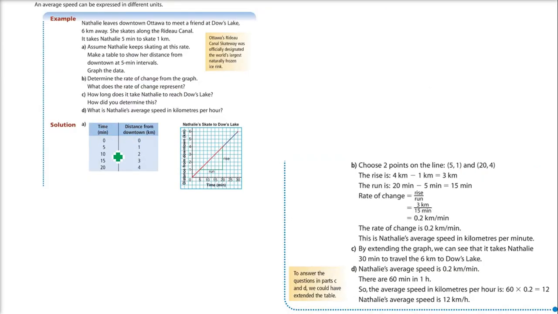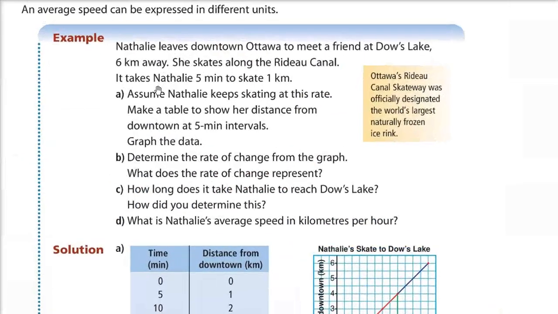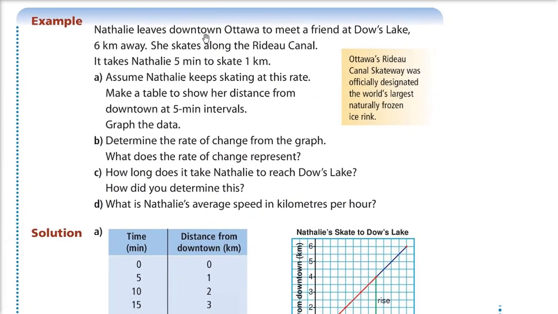Let us take an example of this. So we have the example here. Natalie leaves downtown Ottawa to meet a friend at Dow's Lake, 6 kilometers away. She skates along the Rideau Canal. It takes Natalie 5 minutes to skate 1 kilometer.